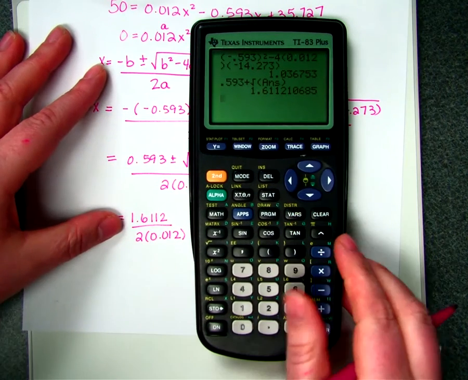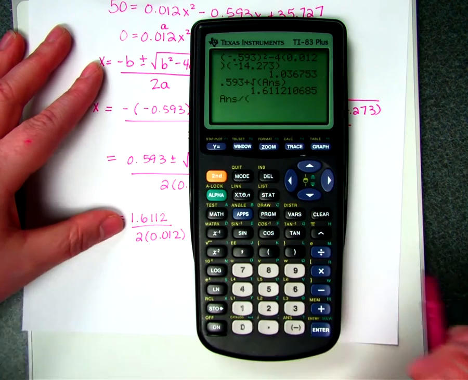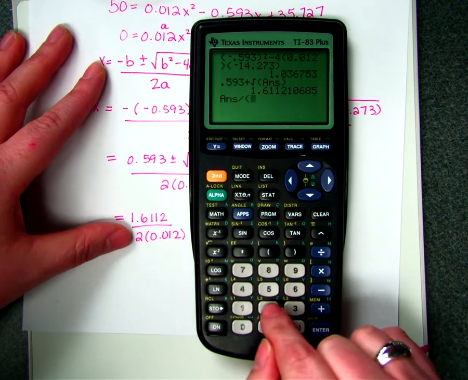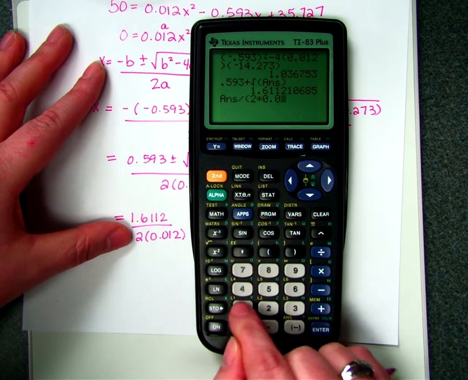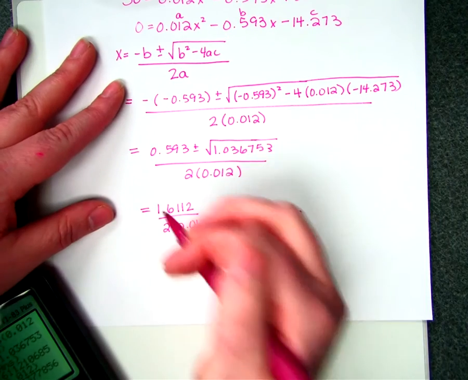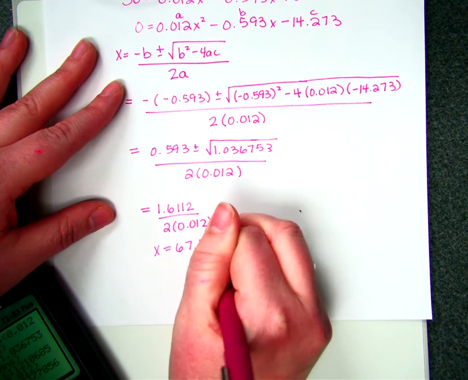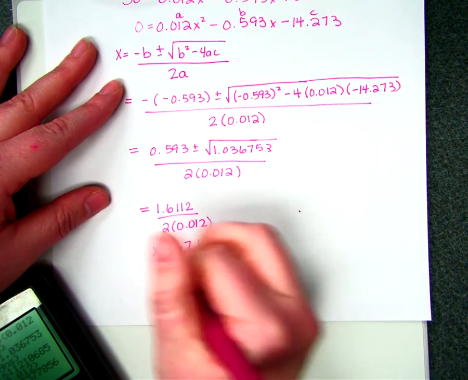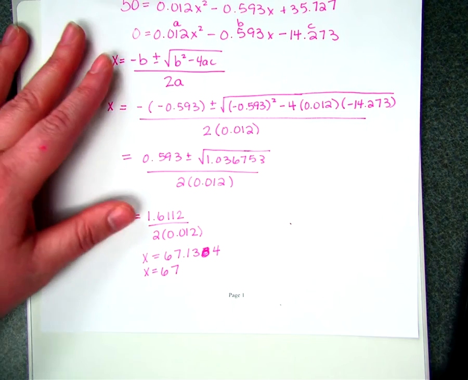Now divide the 1.6112 you got in your calculator. Just hit divide, and it will bring up this number exactly, so don't ever actually take that out of your calculator. And then type in what your denominator says, 2 times 0.012, and you get an x value of 67.133. It says round to the nearest year, so that would just be 67 years.